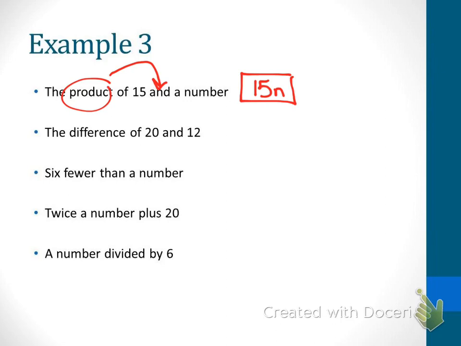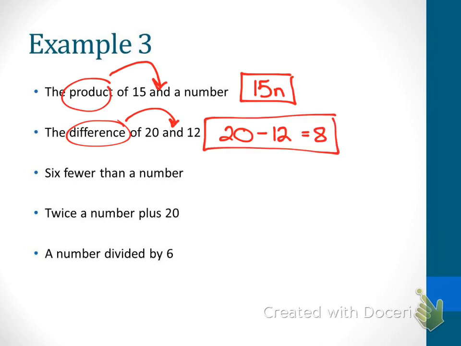Difference of. So I'm subtracting. But I don't start with a subtraction sign. Where am I going to insert it? Where I see the word and. Now, on your homework, you don't have to circle them and draw the arrows, but you can if it helps. All right, so then 20 minus 12. And actually, technically, we could solve that. We could evaluate it, couldn't we? What's 20 minus 12? 8.